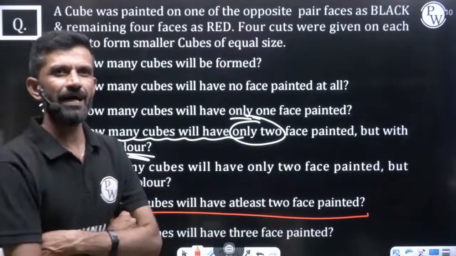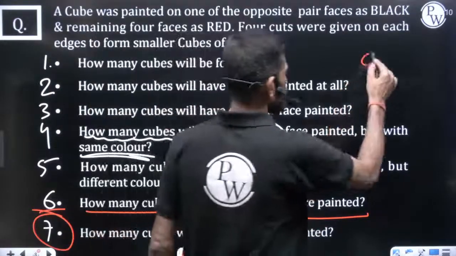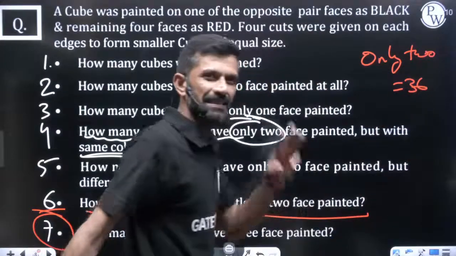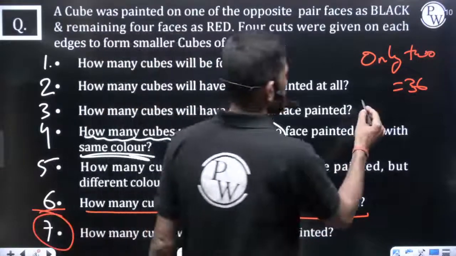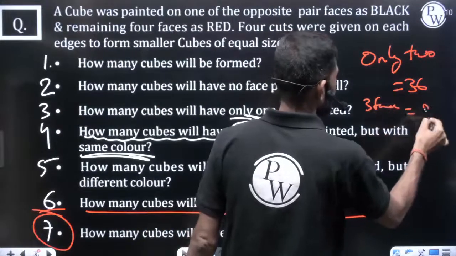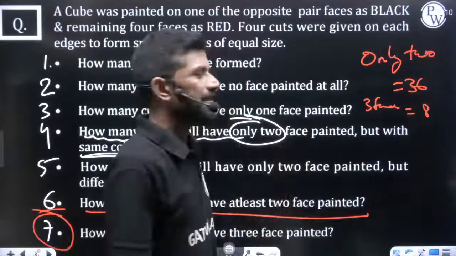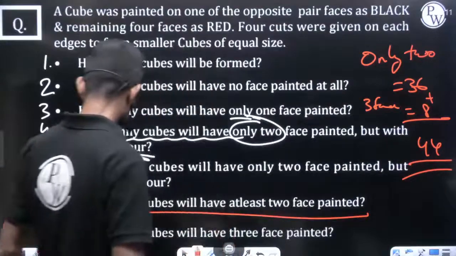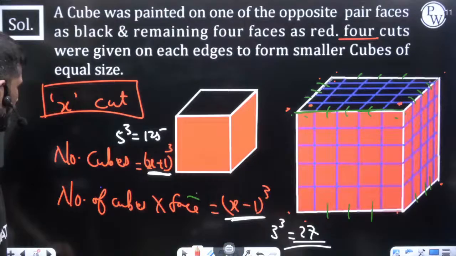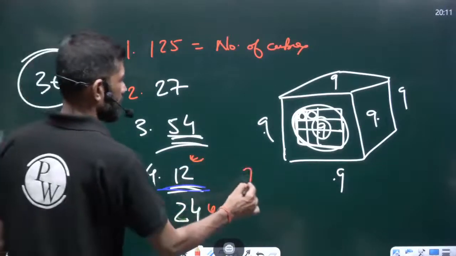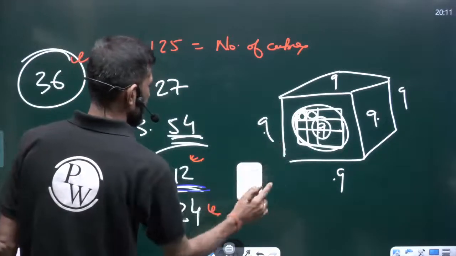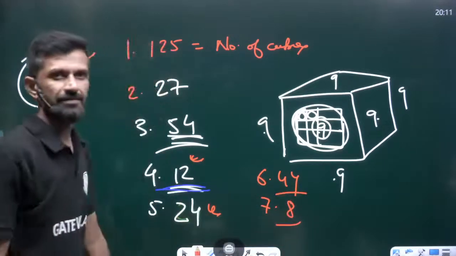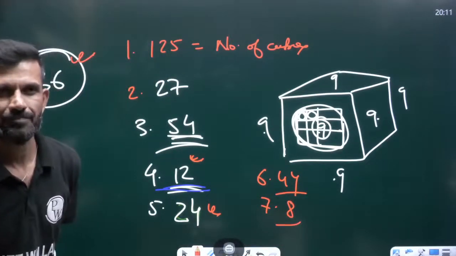Yes, Manas, Mayank, Amir, we got 36. So only two face painted, we have the answer 36. Three face painted, how many do we have? The answer is 8. So at least two face painted, 36 plus 8, the answer is 44. Sorry, the sixth one, the answer is 44. And the seventh one, you already said the answer was 8. These are the answers. Is it clear to all?